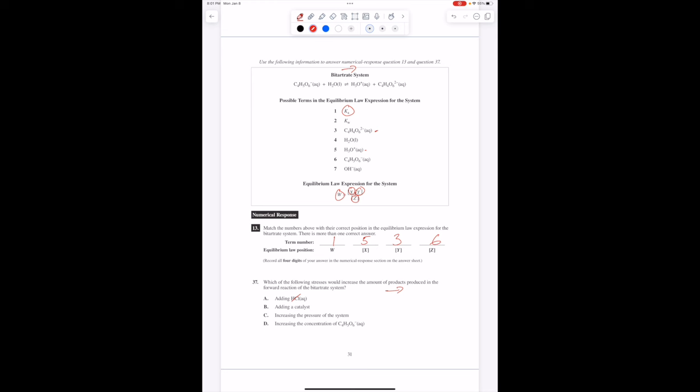If I add a catalyst, that'll speed up a reaction. Okay. Let's go to the next one and just see. Increasing the pressure. Oh, a catalyst has no effect on the equilibrium. That's right. Okay, so that's out. Increase the pressure. If you increase the pressure, it favors the side with the fewest moles. In this case, there's 1, 1, 1, 1. So that won't do anything. So that's out. If you increase C4H5O6, that goes up, shifts that way. That's got to be the answer. 37 is D. Perfect.